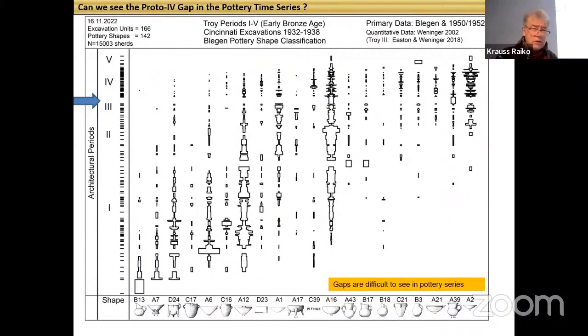and 4, the question is for me, can in the pottery series, in their frequencies, in their development, in their numbers, can we see any gaps? And you can see here, I think, as a demonstration, which I think is quite vivid, we're going to have big difficulties finding gaps, stratigraphic gaps, architectural gaps, by looking at the pottery, because you can't see it here.